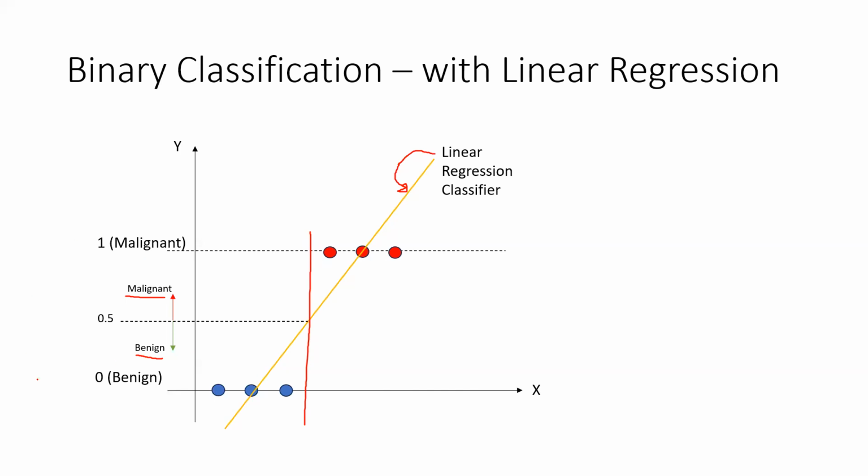So if another data point comes, for example somewhere here, it can be predicted that this is a malignant tumor, right? If it goes somewhere here, it is benign, because that value is somewhere here, which is lesser than 0.5. Because of that, this is benign or innocent, right?